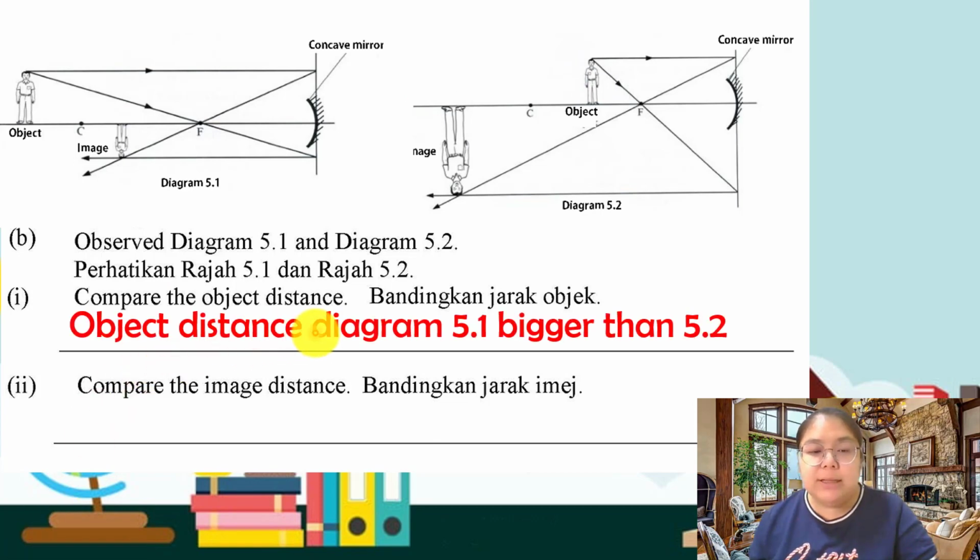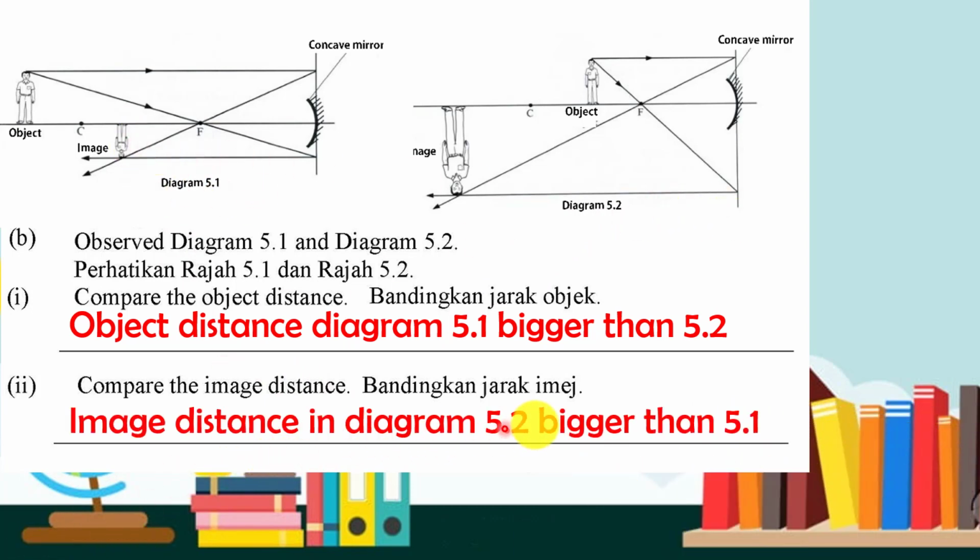Okay, object distance, diagram 5.1 is bigger than 5.2. Okay, number 2, you compare the image distance. We also start with the image distance. In the sentence, we start with image distance. So image distance in diagram 5.1 is shorter. Okay, 5.2 is longer. So we just say 5.1 is shorter than 5.2.